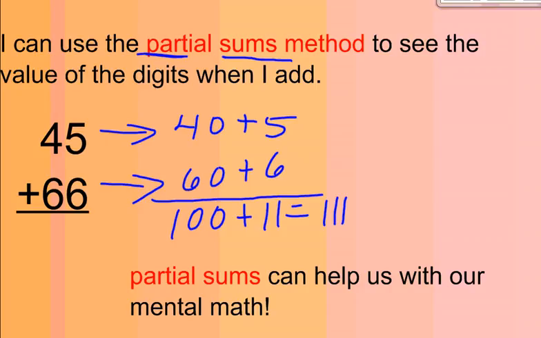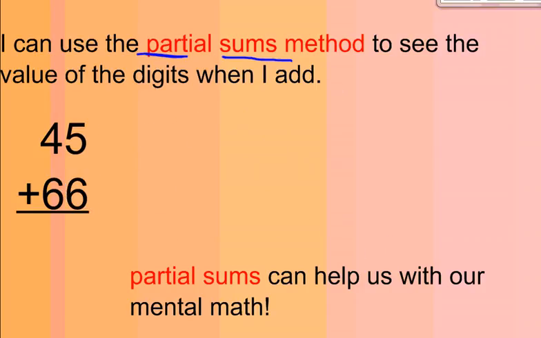Another way to use the partial sums method is to add your tens. You have 40 and you have 60. You know that's 100. You can just write it down here, making sure that you write your digits in their proper place. And then I have 5, and I can add my ones. 5 plus 6 is 11. I'm going to have 1 ten and 1 one, and then I can add it this way to show 111 as the sum.